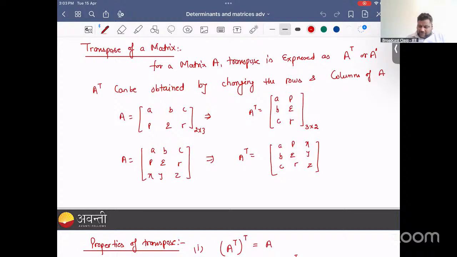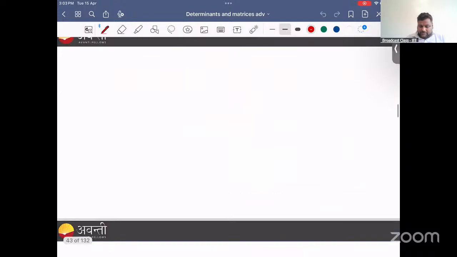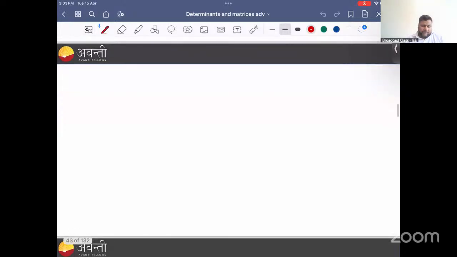Today we will start with determinants. Then again we'll get back to matrices. We have done everything about the transpose, and I have also made you aware that every matrix can be written as the sum of a symmetric and a skew symmetric matrix. Now let's start with determinants.